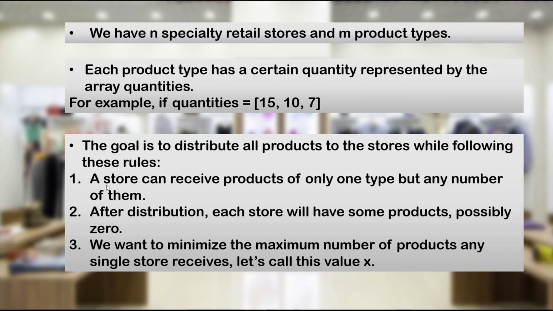First, a store can receive products of only one type, but any number of them. Second, after distribution, each store will have some products, possibly zero. Third, we want to minimize the maximum number of products any single store receives. Let's call this value x.